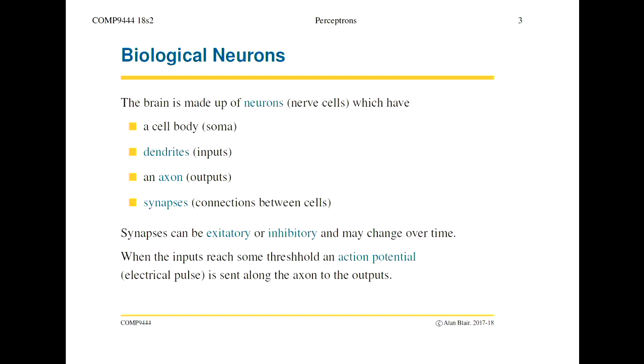So what are the essential features that we really have to have in a neuron? Well, it's got a cell body. It's got dendrites. So the dendrites are, as I said, inputs from other neurons. The axon is the output. And then there are connections, and they can be excitatory or inhibitory.